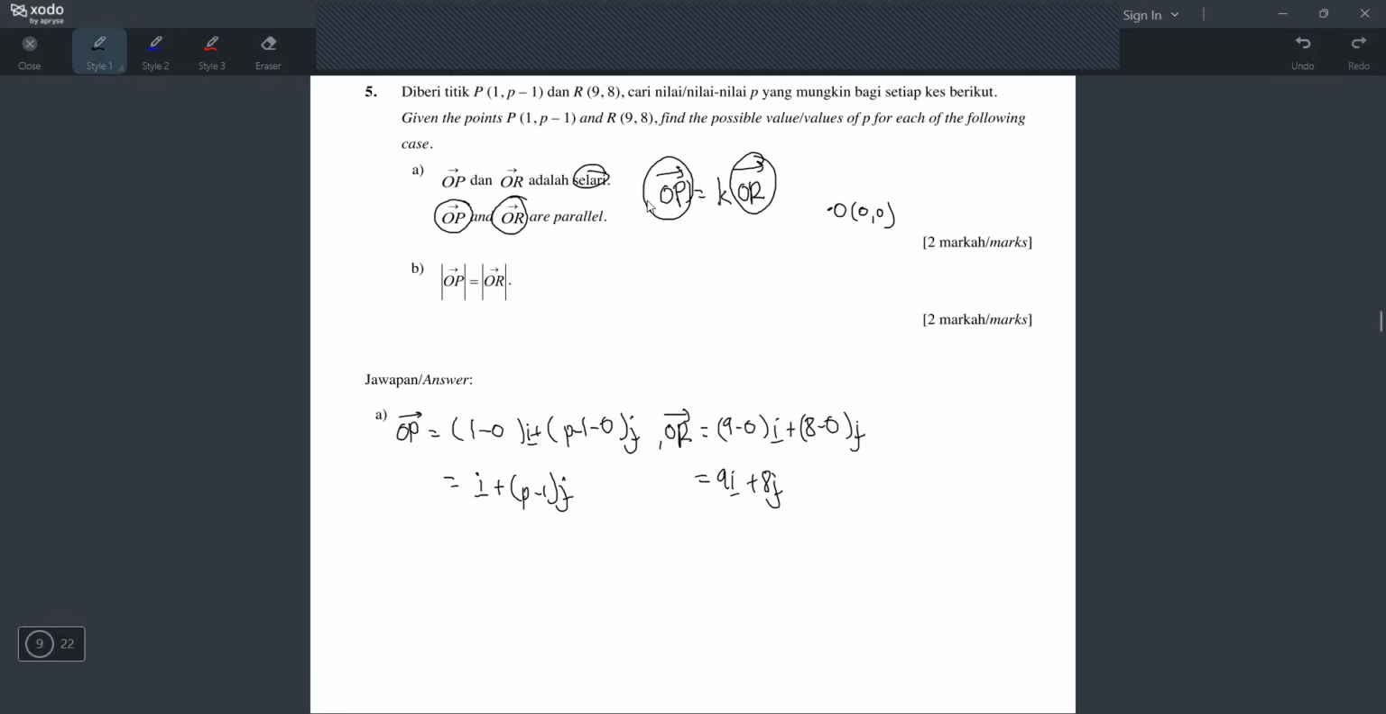After you have these two vectors, now you can take these two vectors equal, right? OP and OR can be equal, but you have to add k, right? And this k is the ratio, okay?